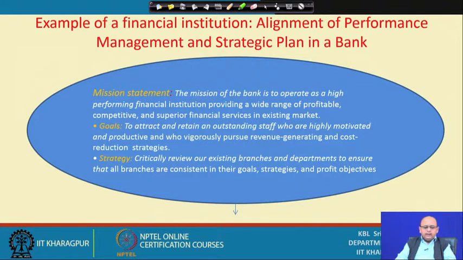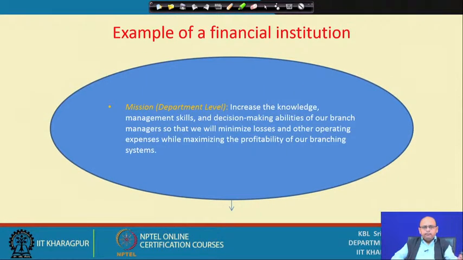So, here the vision, goals and strategies are identified for the bank, right. It is a financial institution, so they want to provide a range of services and products in the market, and their goal is to attract and retain the best staff who are highly motivated and productive, and pursue revenue generating activities. And the strategy is at the branch level, the unit level or the department level. So, make sure that the strategies are consistent with their goals, strategies and profit objectives, and contribute to the bank's performance.